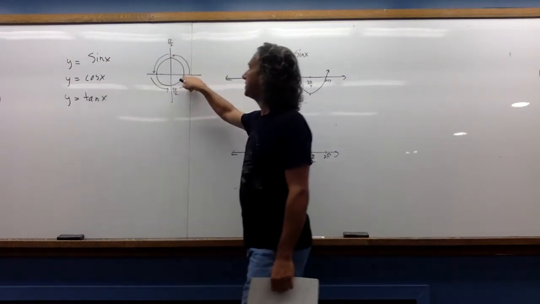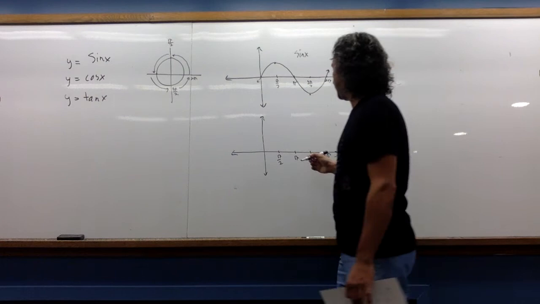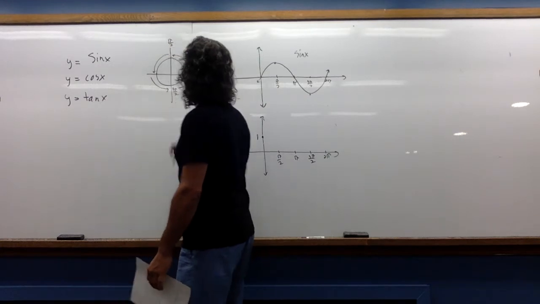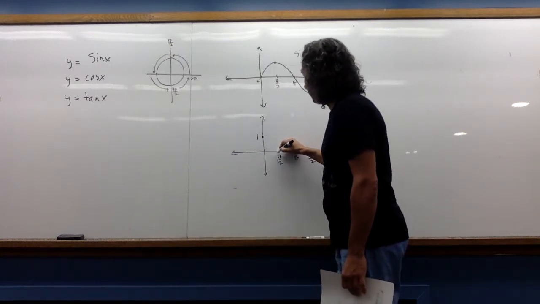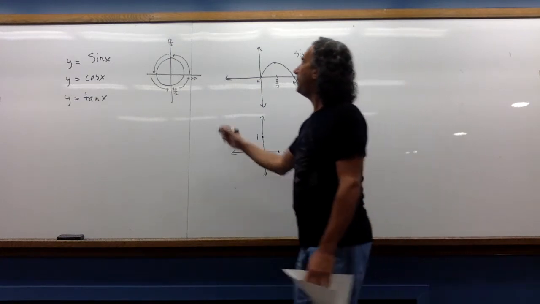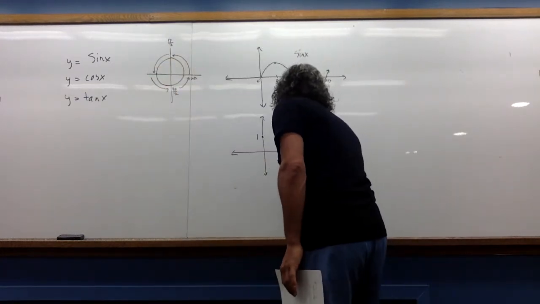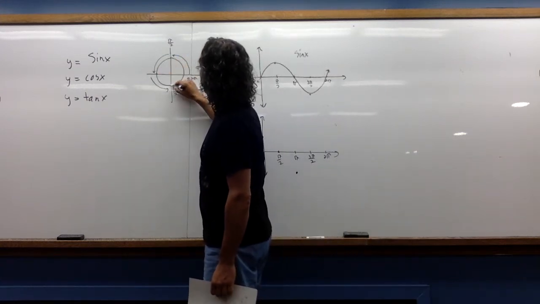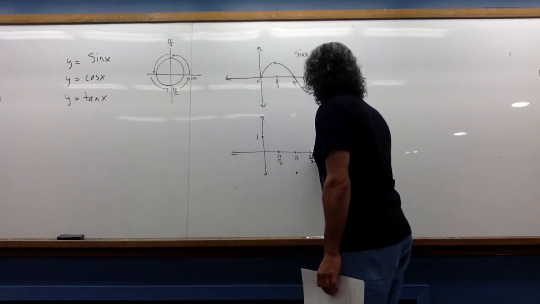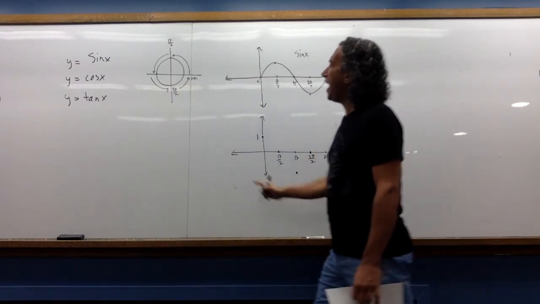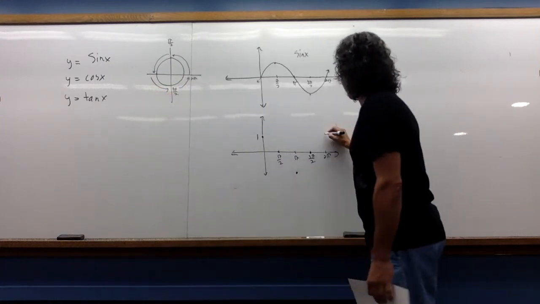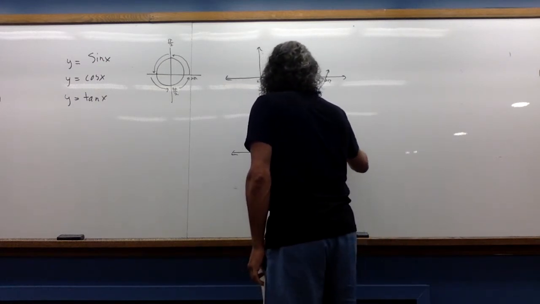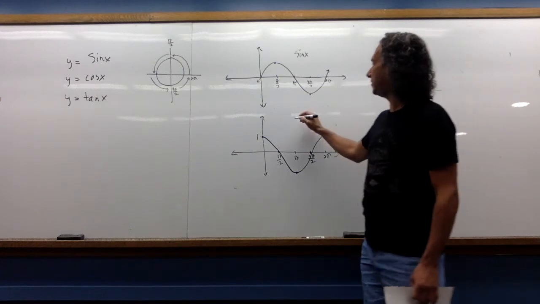Cosine of 0 is going to be 1 because that's what the x coordinate is there. Cosine of pi over 2 is going to be 0 because the x coordinate at that point on the circle is 0. Cosine of pi is negative 1 because that's where we are in the circle. Cosine of 3 pi over 2 is 0. And cosine of 2 pi, we're back to the start, and the x coordinate there is 1. So let me fill in that picture. So this is cosine of x.